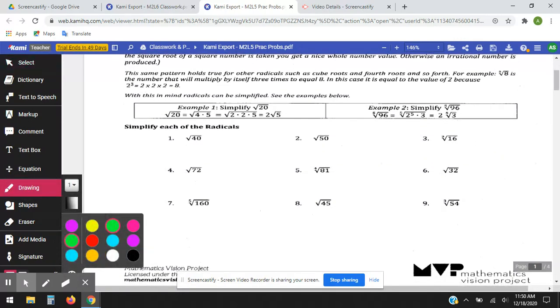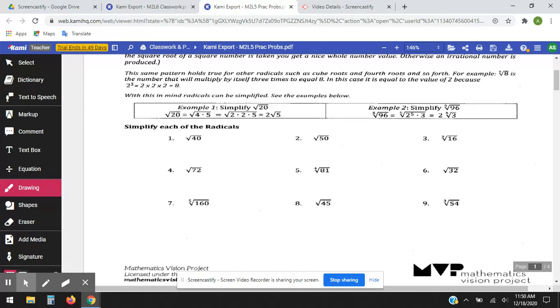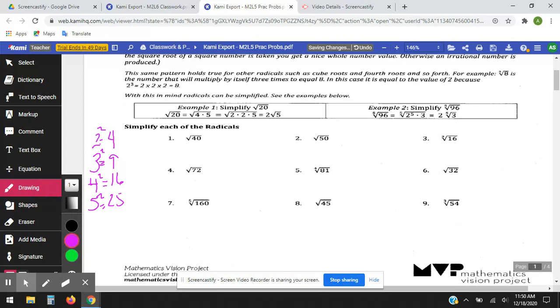To start off with, I like to come up with squares. So for me, 2 squared equals 4. 3 squared equals 9. 4 squared equals 16, and 5 squared equals 25. So I want to know which of these numbers in this row will go into 40 evenly.